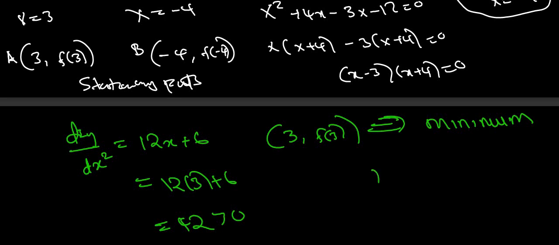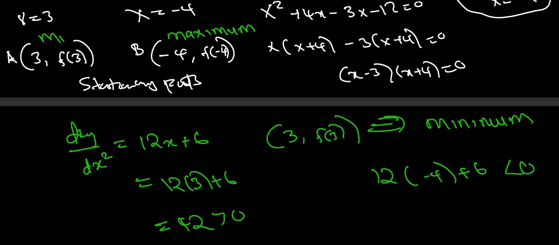Then for the other one, we plug in negative 4. This is plus 6. It's supposed to be less than 0, right? So this other point is a maximum, because the second derivative is less than 0. Then this one here is going to be a minimum.